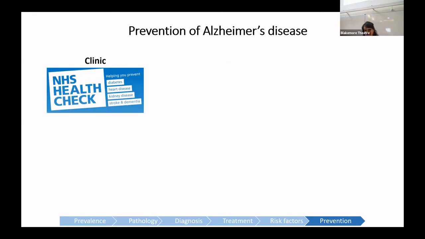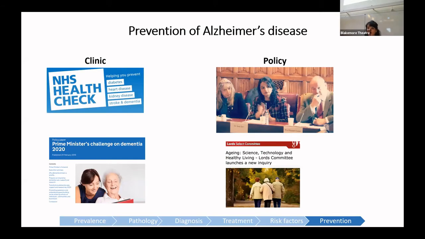So with that, I just want to wrap up to talk about the importance of prevention in not just research, but it has clinical implications and policy implications as well. So recently we had the NHS Health Check expand to include stroke and dementia screenings to check, on public level, on population levels, whether you have a risk for developing dementia, and then we can intervene at early ages. The Prime Minister's challenge on dementia has been revised and has a big emphasis on prevention.